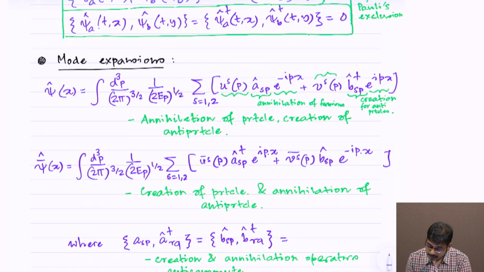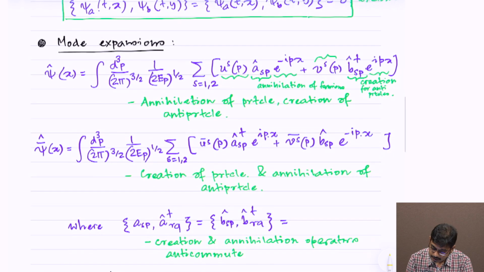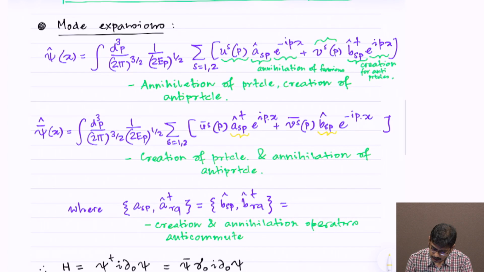Now, what does it represent? It actually represents the creation, because ASP dagger is creation of fermions and BSP is annihilation of antifermions. So, psi bar, if you wish, actually indicates the creation of particles and annihilation of antiparticles, right?